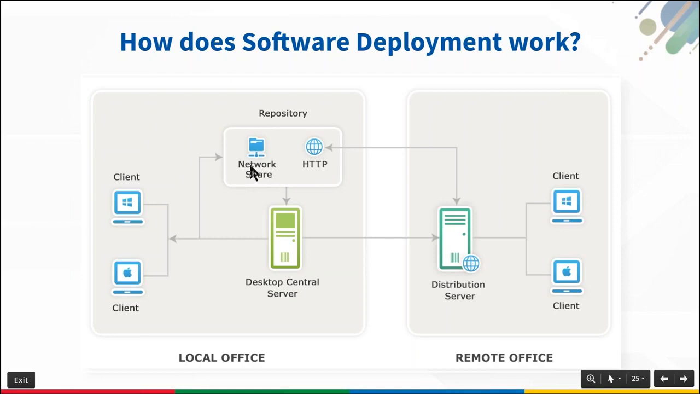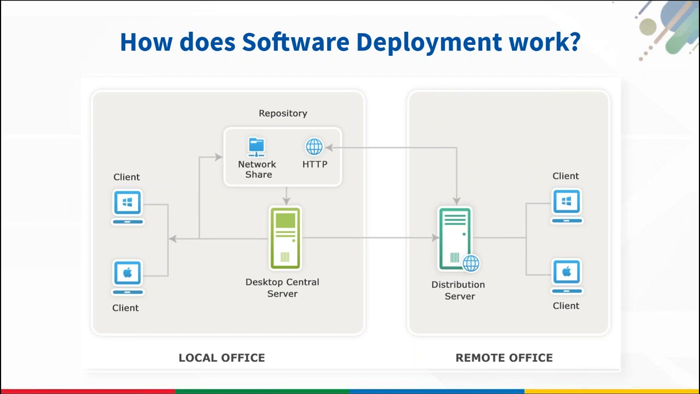For example, if you want to deploy an application to the machines which are connected locally to the server, which are in the local office, you can use the network share. The agent binaries will be placed here in the network share, and the agents will directly access the binaries from the network share and install them.